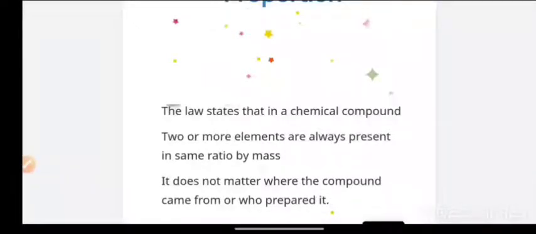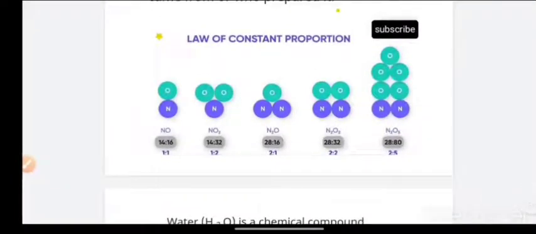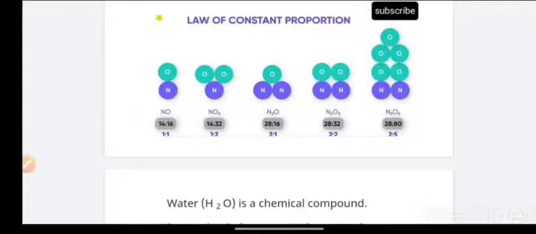The example is water. In water, hydrogen and oxygen react to form water. Their ratio is always the same. That means hydrogen to oxygen is 1:8. That means hydrogen is 1 and oxygen is 8 in ratio. Then we find that in water, their mass ratio is always the same.